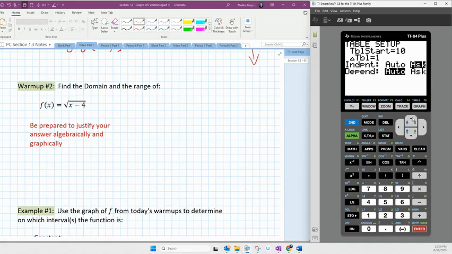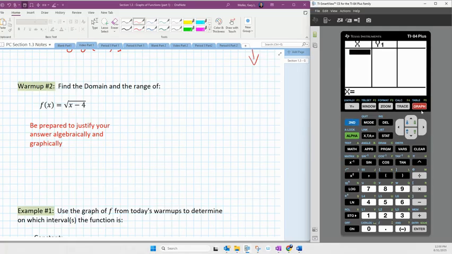And now when I go back to table, or you can hit graph, whatever you want to do to get rid of that. When I go back to table, second function table, now it's empty. But now if I want to know what's going on at 4, I can just type in 4. If I want to know what's on at 4.1, I can just type that in. Okay, so I get to be in charge now of what goes in. Okay, nice and simple.